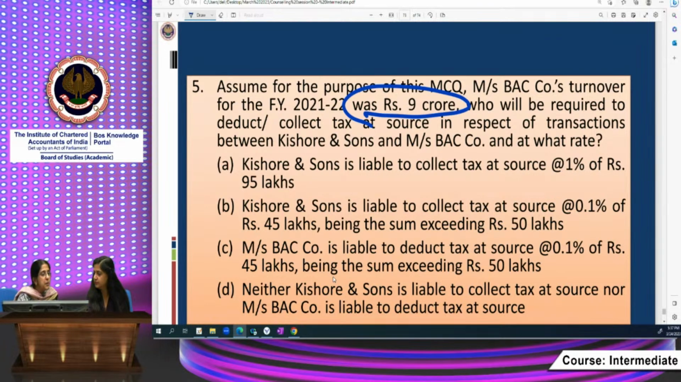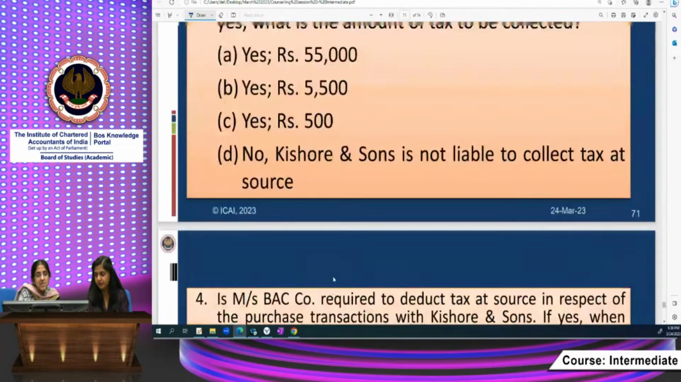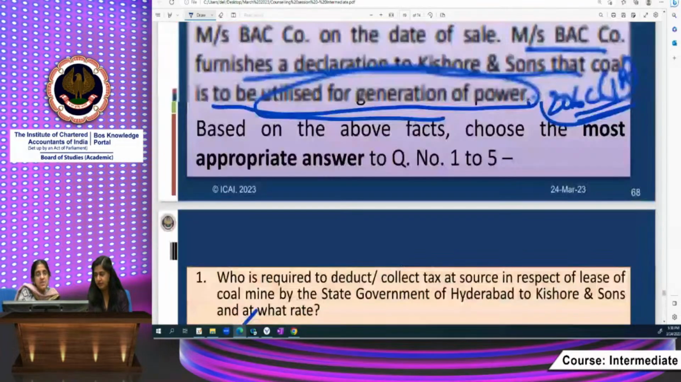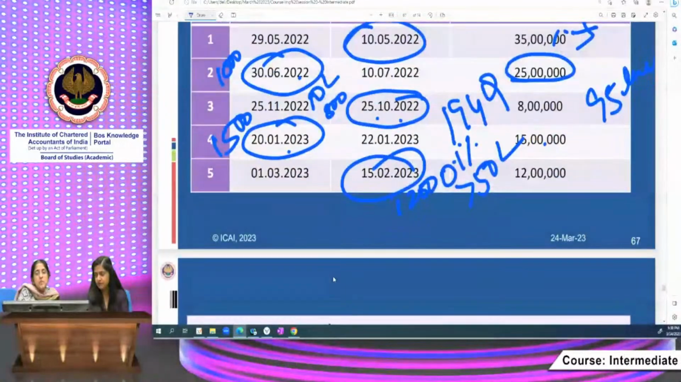Who will be required to deduct or collect tax at source in respect of the transactions? Now I want you people to answer this. Suppose BAC company is now required to deduct tax at source. On the earlier question, its turnover was 11 crore, so TDS was attracted under 194Q. Now we are telling you to ignore that 11 crore, the turnover is 9 crore. Now who will be required to deduct tax at source in respect of the 95 lakh transaction?